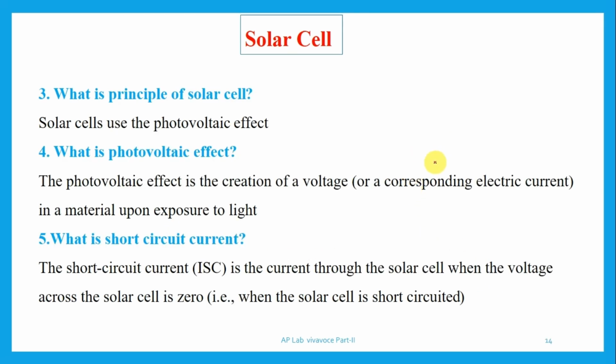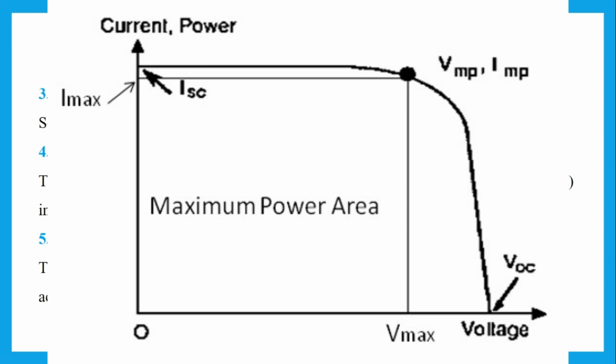Next, what is the principle of solar cell? It is the same thing we did previously: the photovoltaic effect. Then what is the photovoltaic effect? It is the creation of voltage in a material upon exposure to light. That is what we simply call the photovoltaic effect.